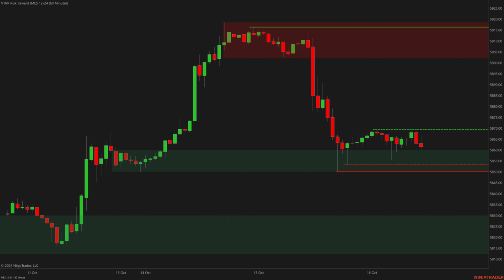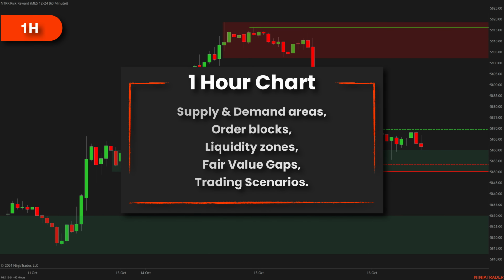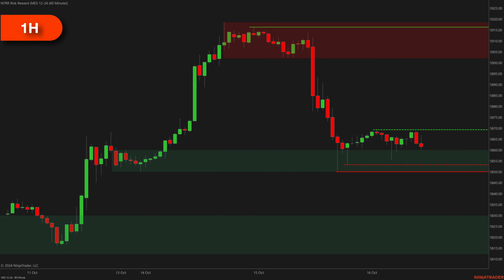Now, let's shift our focus to the 1-hour time frame. On this time frame, our primary goal is to identify and mark supply and demand zones, order blocks, liquidity zones, and fair value gaps. This is also where we plan our trading scenarios, determining where to engage with the market and how to respond in different situations.